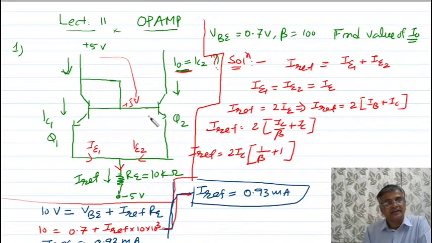You know that we are taking the identical transistor throughout the theory. So this is identical, so I am taking a 2I. What is emitter current? Base current plus collector current. So I can get this equation, the relation between I reference and IC.